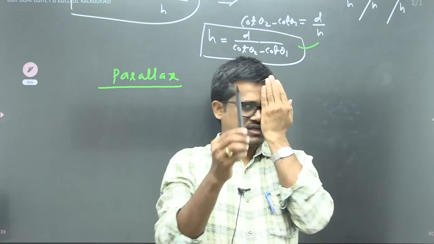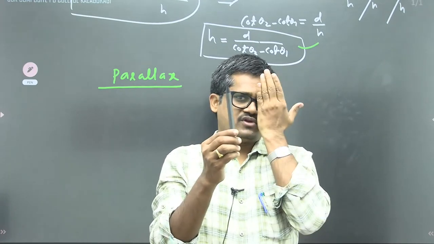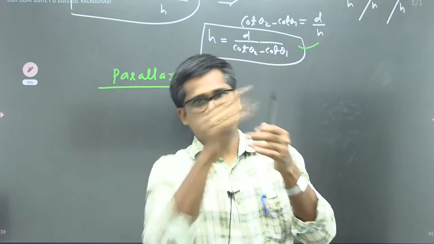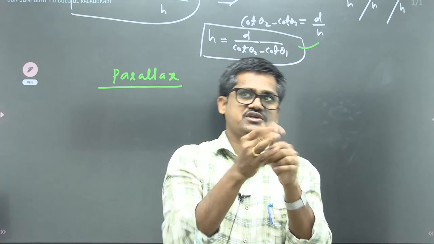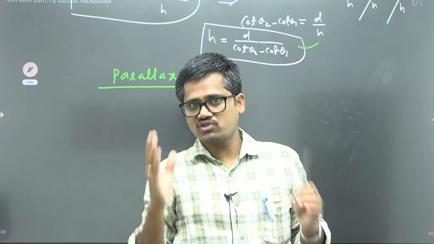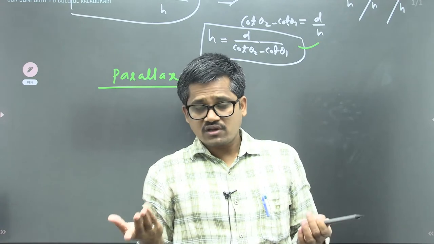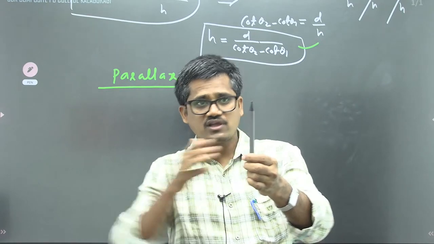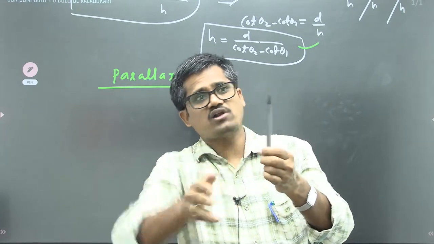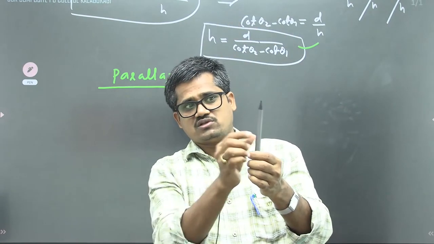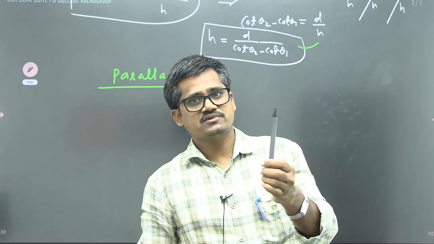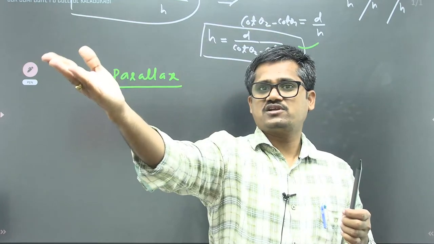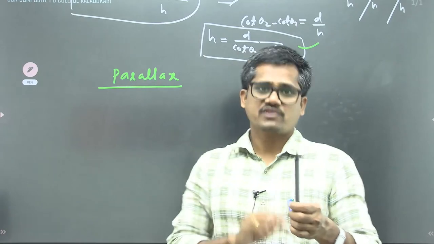You might have observed this: if you are observing from this side, the pen will shift to the opposite side. Likewise, holding a pen in front of you, seeing with the right eye and closing the left eye, some part of the wall behind this pen will not be visible. If you see from the other eye, the pen will shift this side and another part of the wall will come behind this pen. Getting my point?